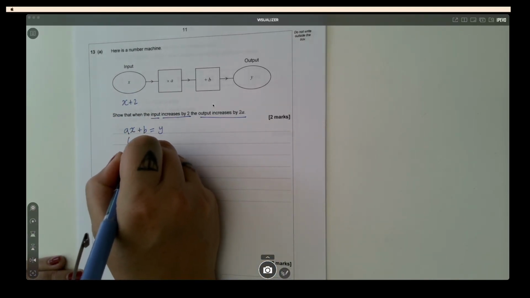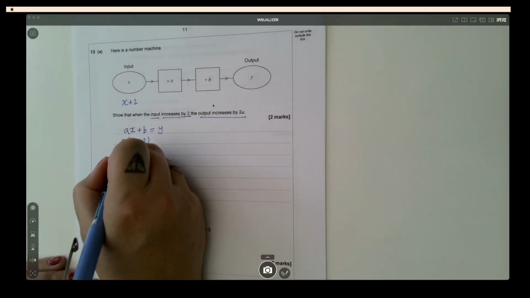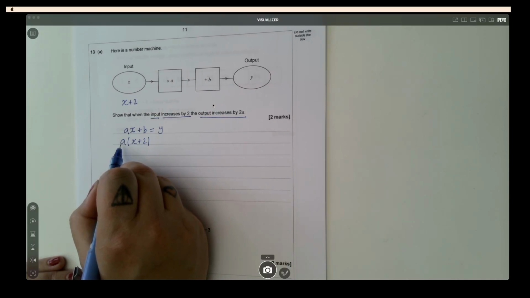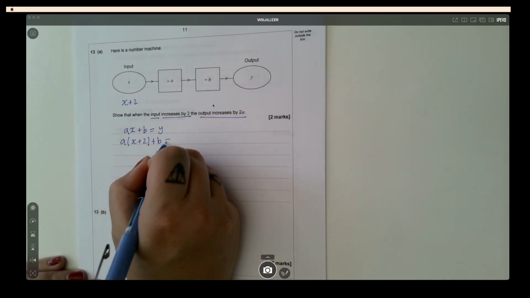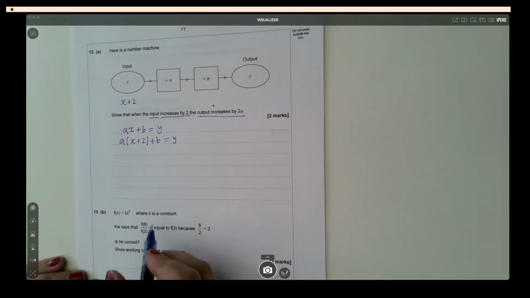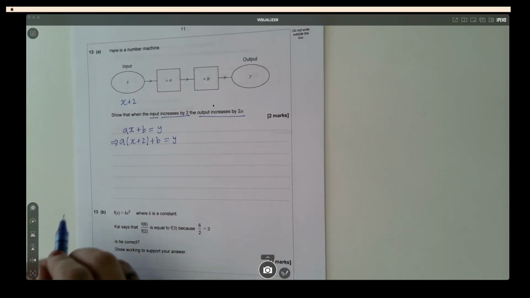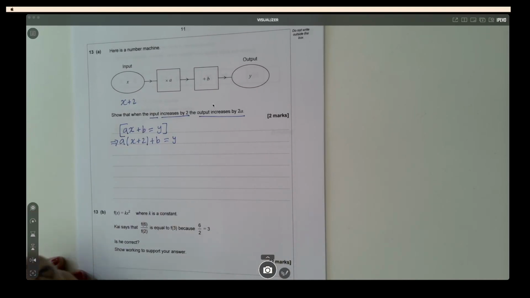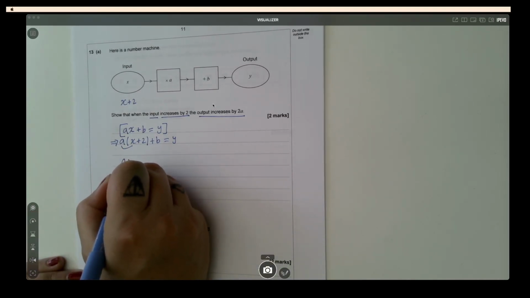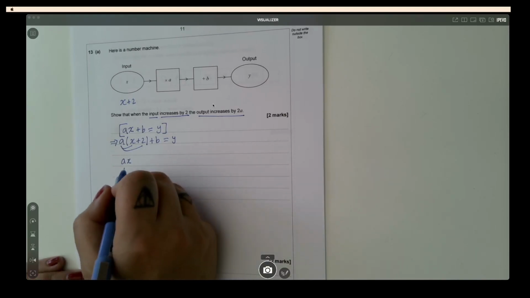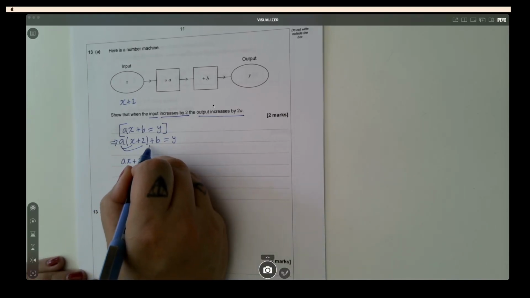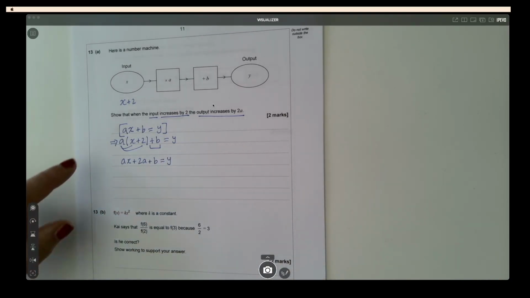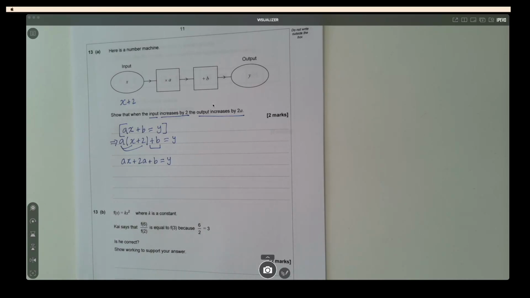So we're starting with x plus 2, multiplying by a. These brackets are important because we've got 2 terms to multiply by a. Then we add b to get our output of y. So let's expand this one, and then we can compare it to that first expression that came out of our number machine. So a times x is ax, a times positive 2, positive 2a, we have the plus b, and then it equals y.